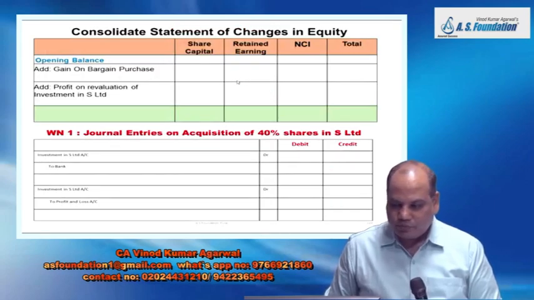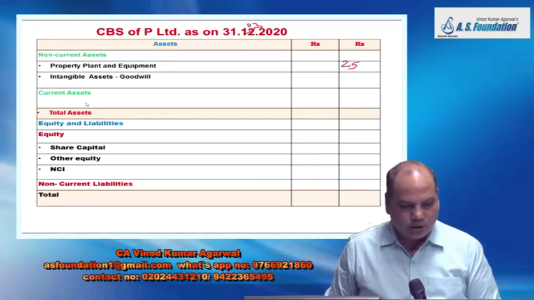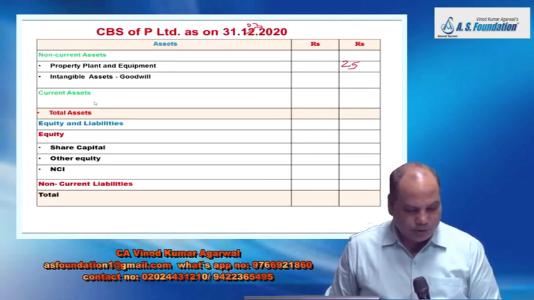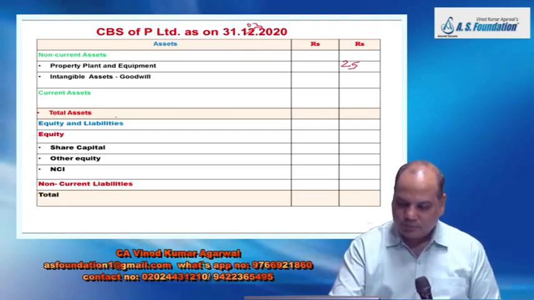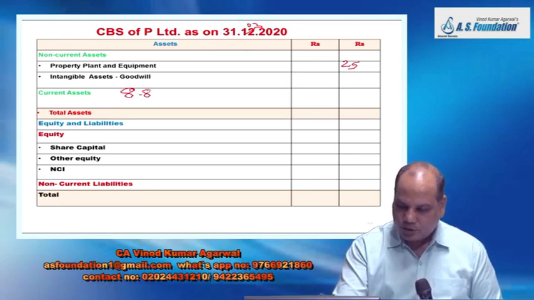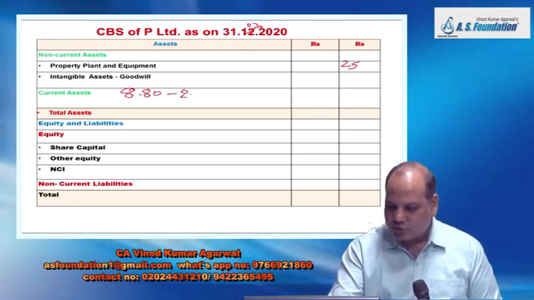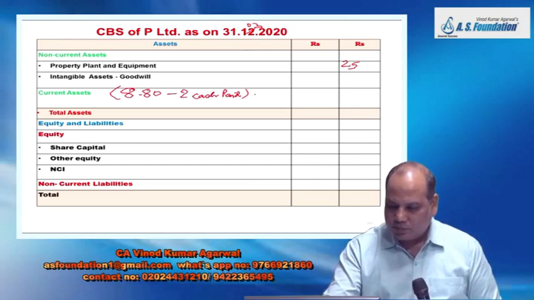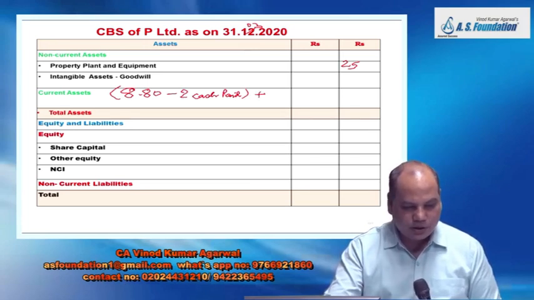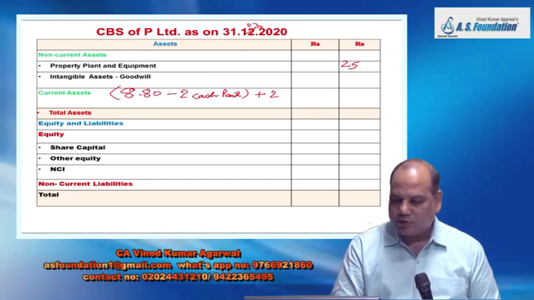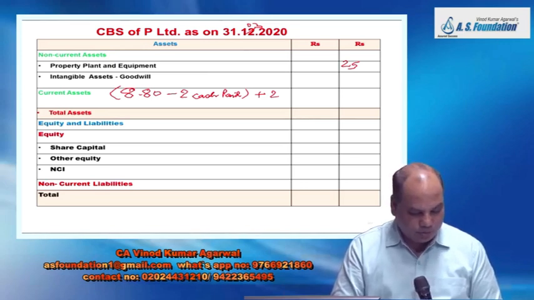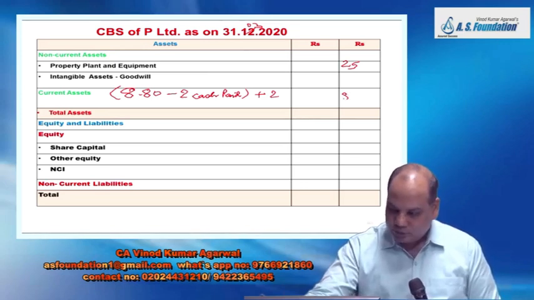Back to the balance sheet. Current asset. No adjustment. 8.8. There is an adjustment. You have paid cash. 8.8 minus 2 cash paid, and plus subsidiary's cash, subsidiary's current asset plus 2. So we will write 8.8.